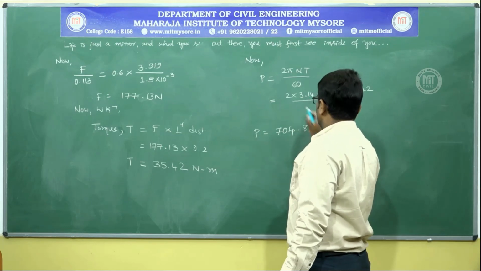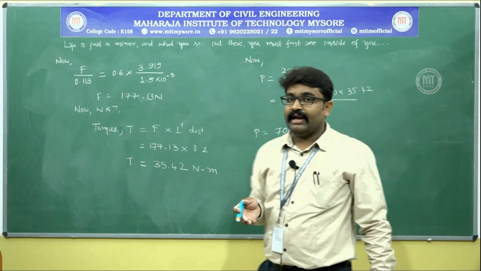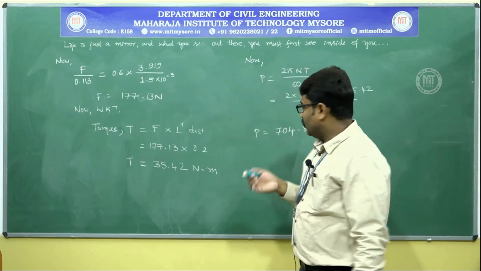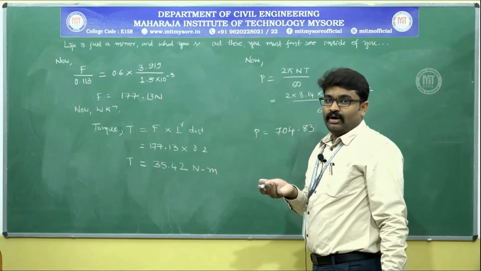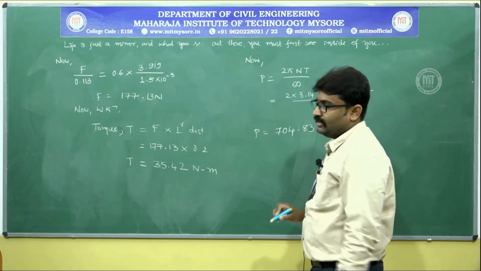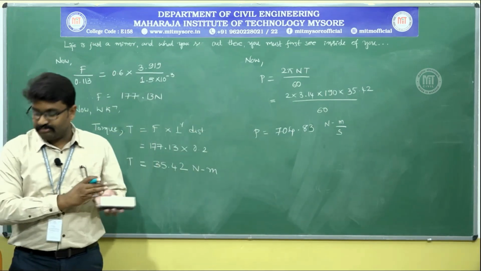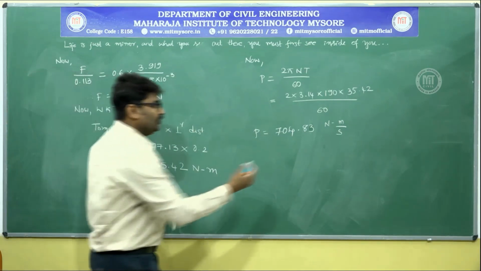704.83. What is the unit? What is power? Power is the rate of doing work. Work is force into displacement. So finally you have Newton meter per second, or in other words you can straight away put it in terms of watts.